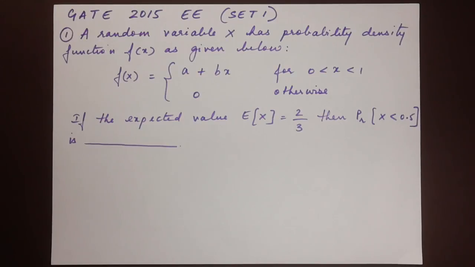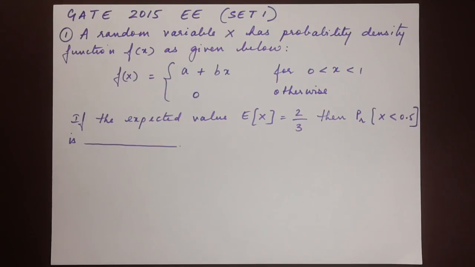A random variable x has probability density function f of x given below. f of x equals a plus bx for x lying between 0 to 1, and f of x equals 0 otherwise. If the expected value E of x equals 2 by 3, then the probability P for x less than 0.5 is dash. Okay, so this is not a multiple choice question and we will have to work it out.